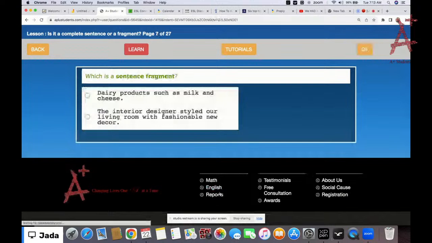Now, which is a sentence fragment? Dairy products such as milk and cheese. The interior designer styled our living room with fashionable new decor. The second one is a complete sentence because it makes sense and it's perfect. So it's going to be dairy products such as milk and cheese, the sentence fragment.